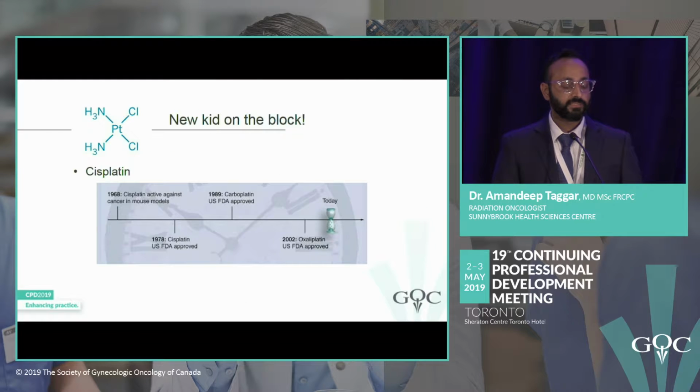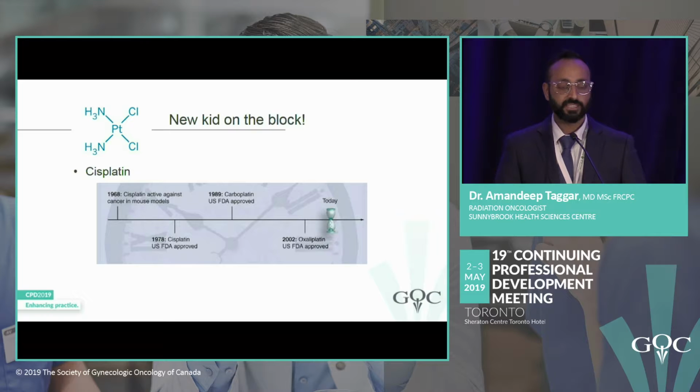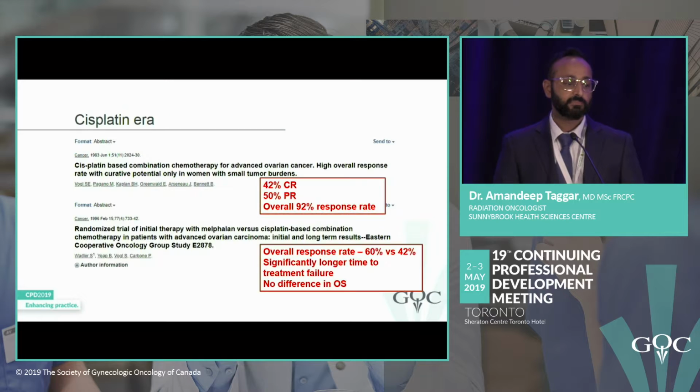And then finally, we had this new kid on the block in the 70s. In 1978, cisplatin was approved by the FDA, and it started being used in every kind of cancer, and of course, in ovarian cancer as well. This became quite popular, with much lower toxicity compared to melphalan, as shown in these two papers. One of them is a randomized trial, with better survival and response rate in patients with ovarian cancer compared to the standard drug used at the time, which was melphalan.